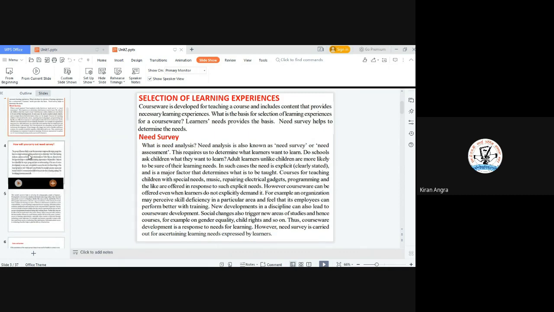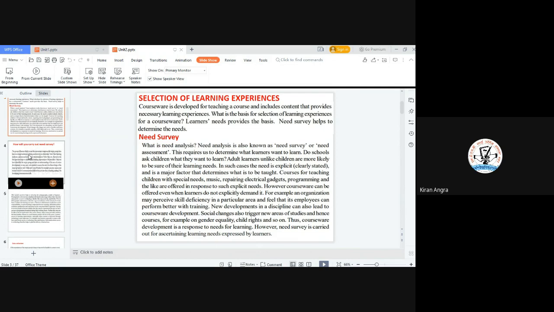Moreover, sometimes new developments in a discipline can also lead to courseware development. As you know, things are fading away. Computers have a very small shelf life. New software is being developed and coming to the market. So it's very important to update. The institution may think that there are some new developments in the discipline, though it is not a need of any learner. Through the need survey, it will never come out. But even then, the organization can think about it and go for courseware development.